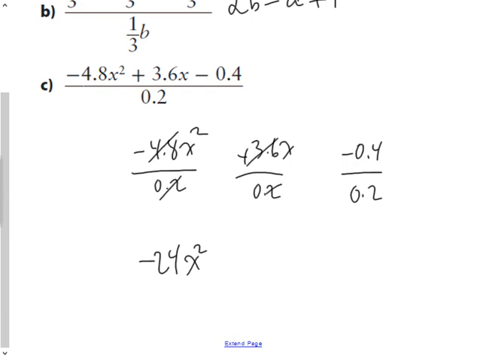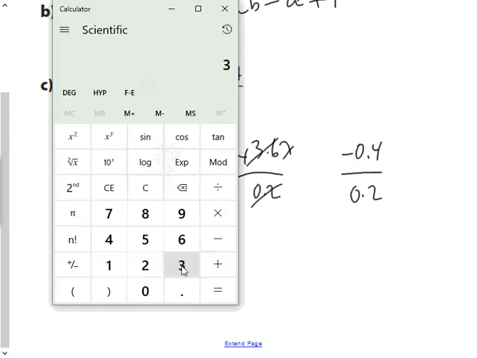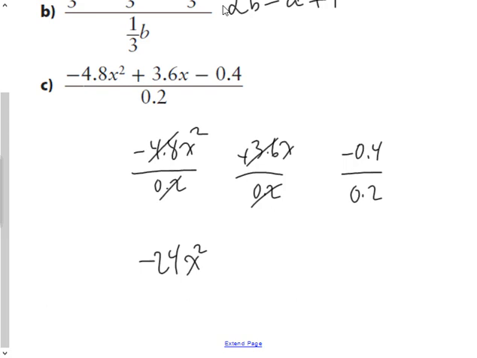So the next term, 3.6x divided by 0.2, what did we say it was? I pressed pause in the video, now I've lost my train of thought. So it's 3.6 divided by 0.2, which was 18. So plus 18x minus 2, because 0.4 divided by 0.2 is 2. And that's your solution for the last question.